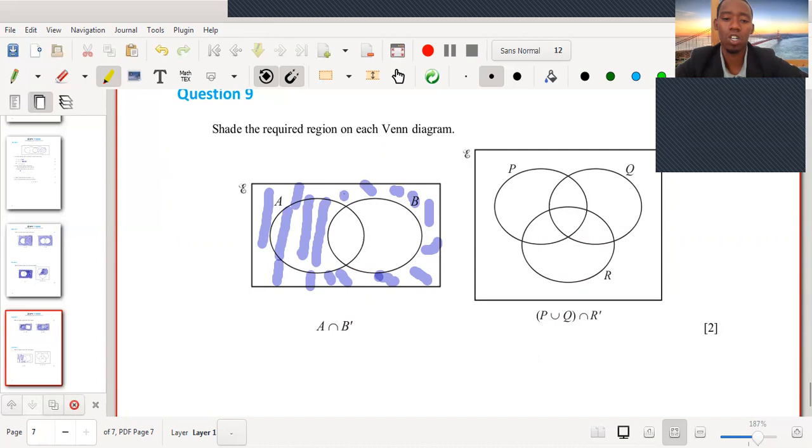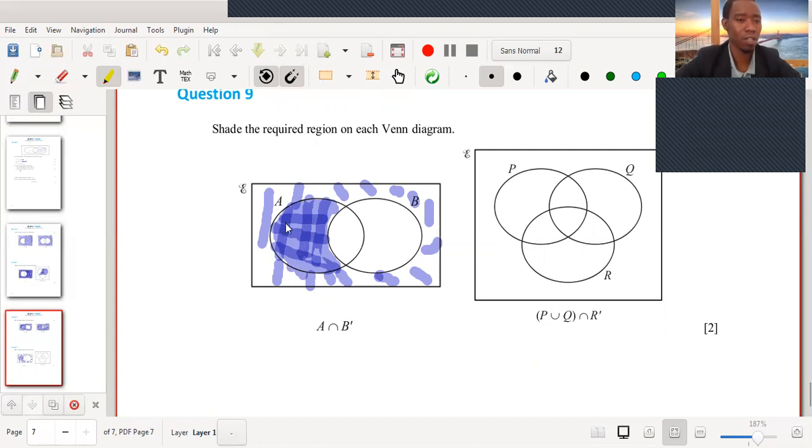So now we also need to find its intersection with A. Where is it? Actually, it's right here. So it's only this part here. So the answer is only here. That's the answer.